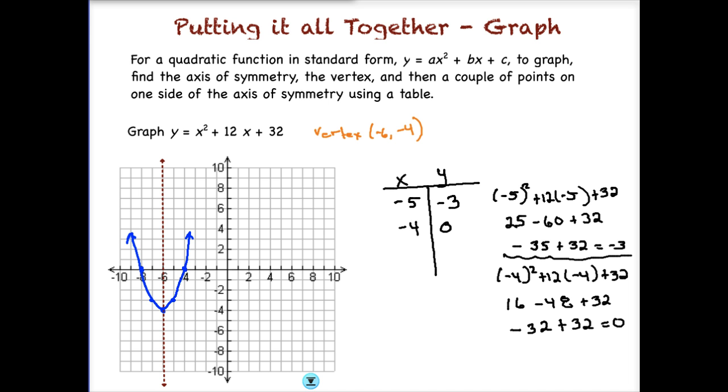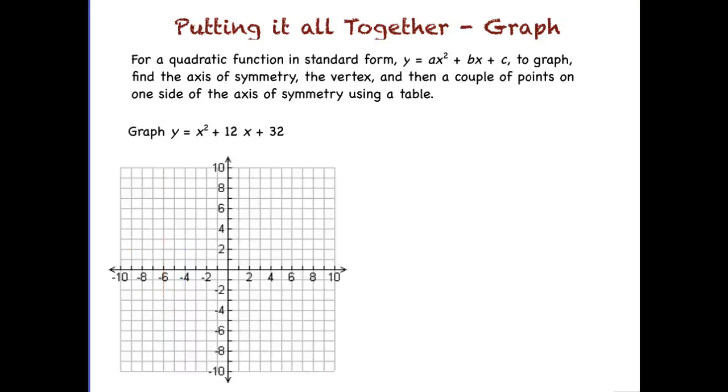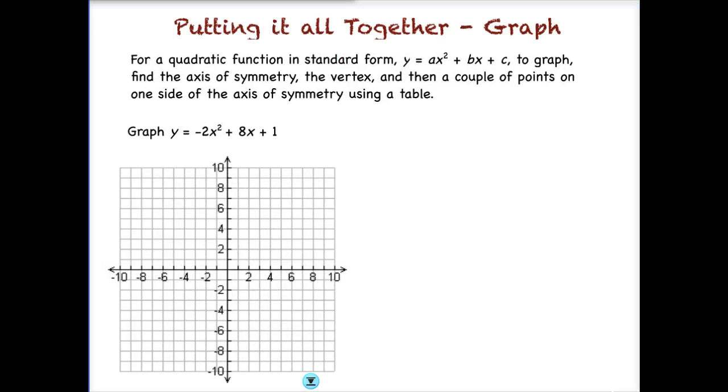So let's try one more, and I would encourage you to pause the tape and try this one. Since this is a brand new one, then we'll have to do each step one at a time. So if you'd like to, go ahead and pause, try to find the axis of symmetry, the vertex, and then graph it on your own. Okay, so if you're coming back, let's go ahead and find the axis of symmetry. So that would be our step one, our axis of symmetry.